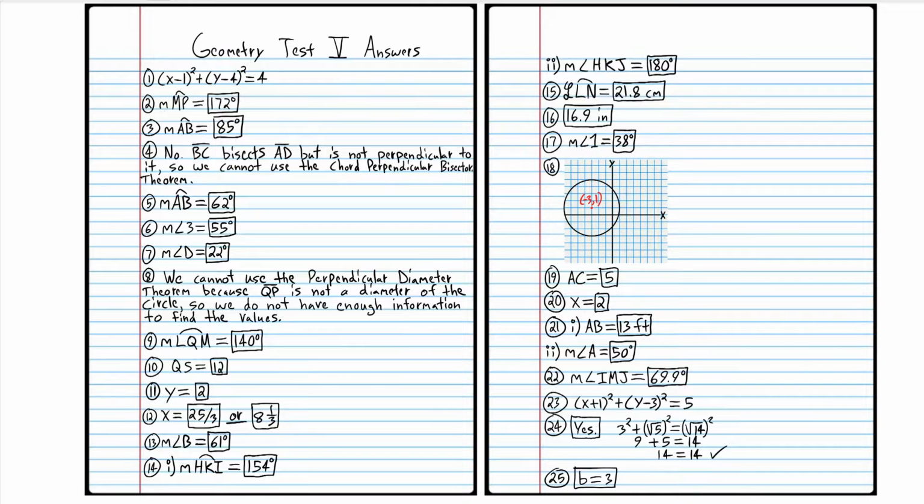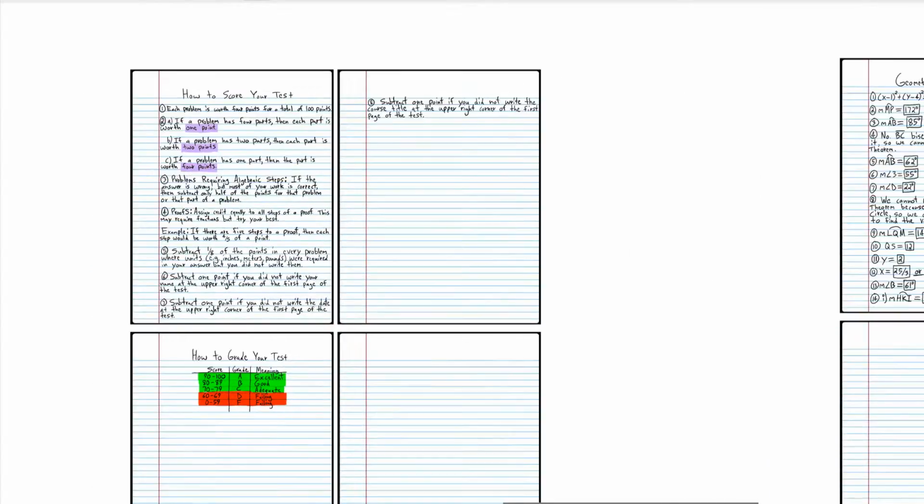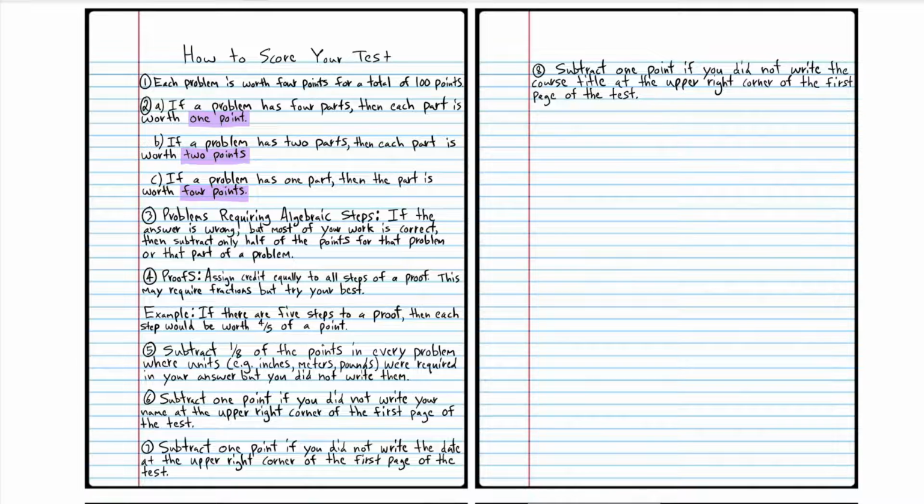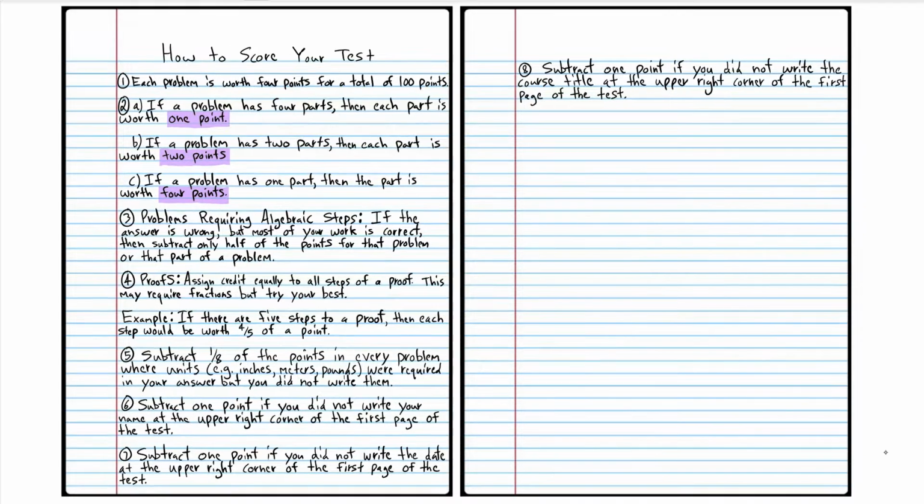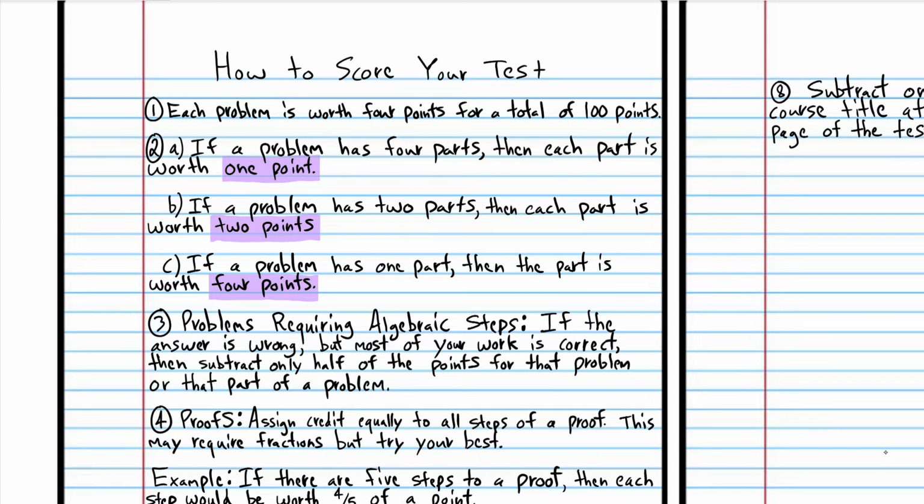So these are the answers. Get a screenshot of that or a picture with your phone. And so now I'm going to give you some guidelines on how to score your test. And you should already know most of this by now. So I don't really need to go over this, but just basic things. If a problem has just one part, then obviously that part is worth 4 points. If a problem has 2 parts, each part is worth 2 points for a total of 4 points. Remember, each problem has a total of 4 points.